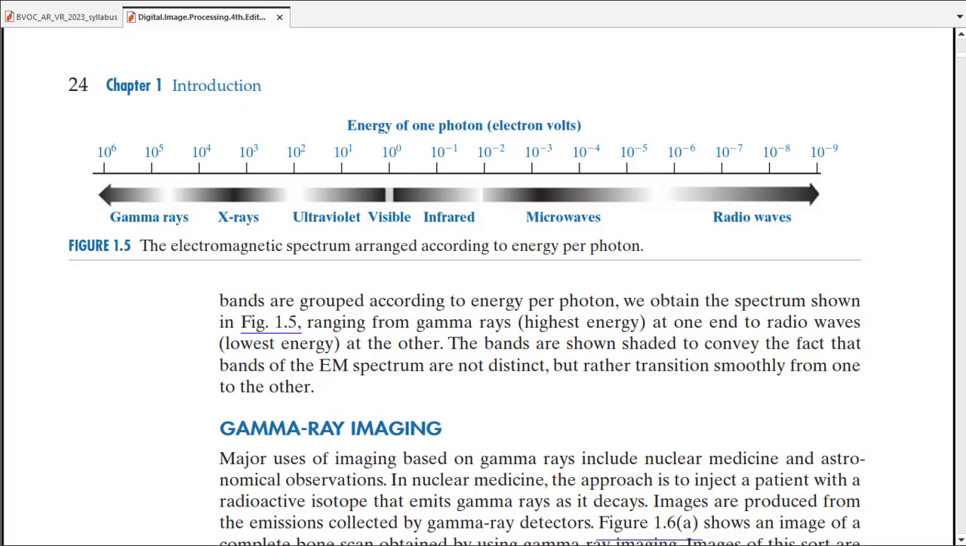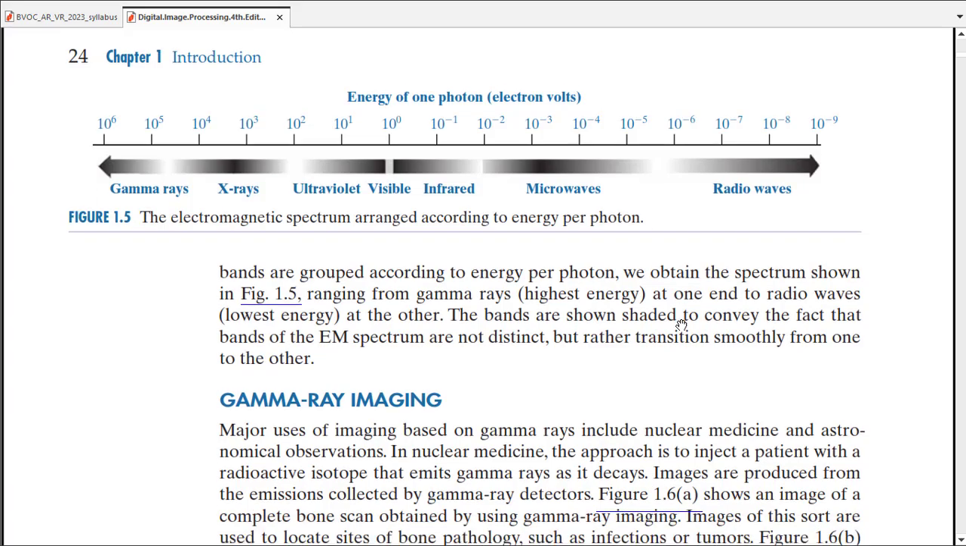So these are the main electromagnetic rays. Here is the visible range, 10 to the power 0, the human visible range, and then both negative and positive ranges. On the negative side you come to infrared, microwaves and radio waves, and on the positive side you come to ultraviolet, X-rays and gamma rays. So everything is measured from the energy of one photon, in electron volts.